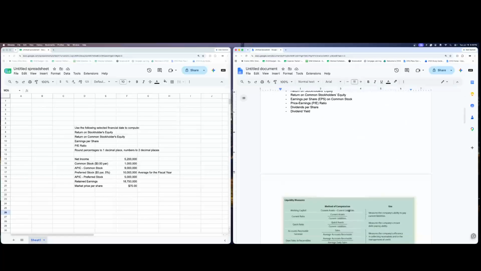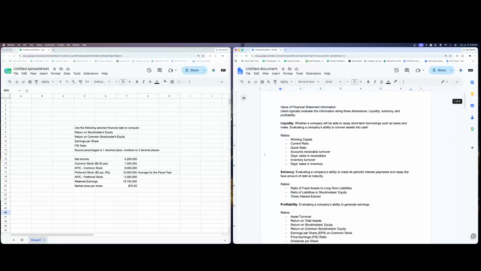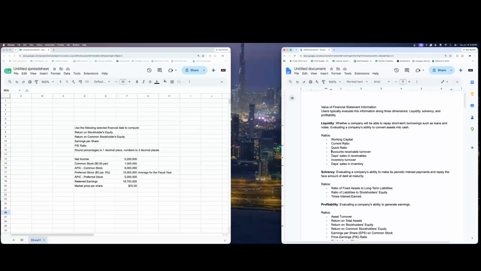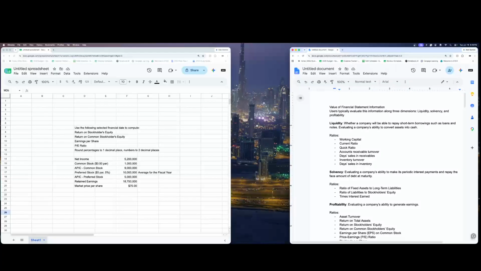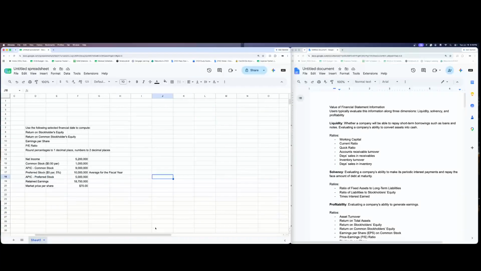So there are all these different ratios and all these different equations that are very important. We're going to go through a problem set here. You can see, we're going to have to use the following selected financial data to compute the following ratios. So let's look at the first ratio.